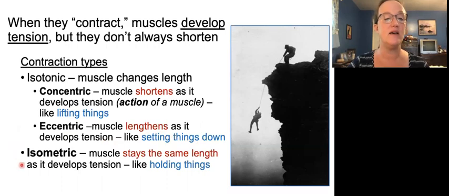And finally, the other category is an isometric contraction. And in an isometric muscle contraction, the muscle is developing force, it's contracting, but it's staying the same length. And this would be resisting movement.